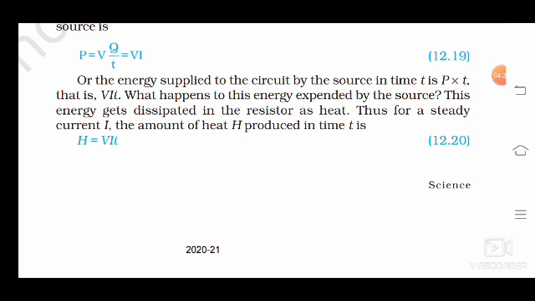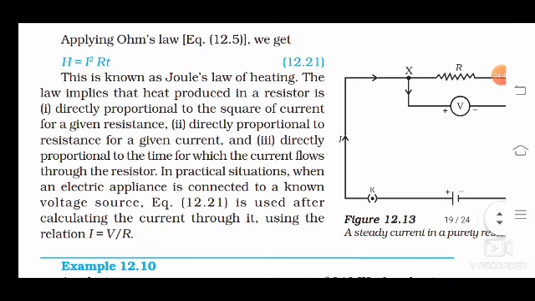What happens to this energy expended by the source? This energy gets dissipated in the resistor as heat. Thus, for a steady current I, the amount of heat H produced in time t is H is equal to VIt. Because we know that, applying Ohm's law, I will be getting H is equal to, make a block of this formula, H is equal to I square R t. This is known as Joule's law. Directly they can ask also, explain Joule's law. So that topic directly you have to do.